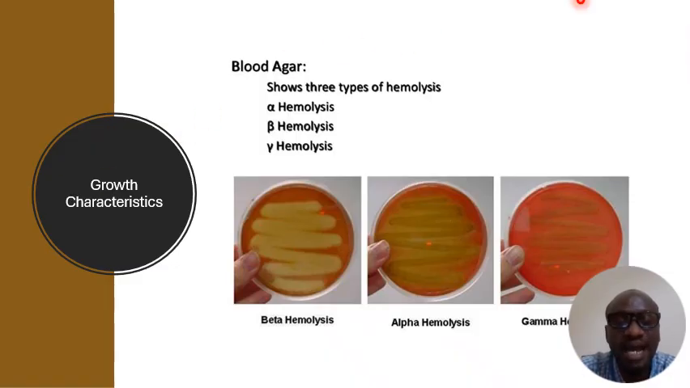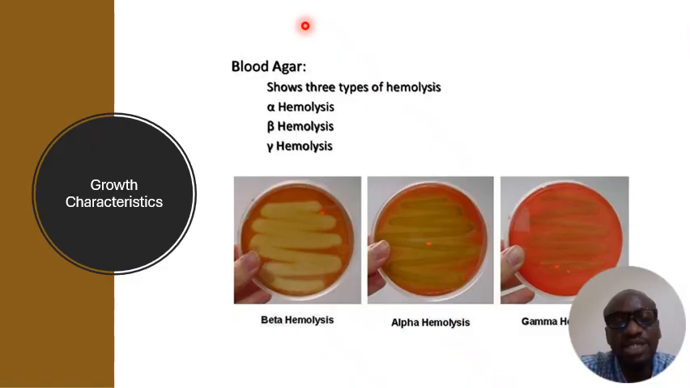Then also in their environment, in the medium where they grow, bacteria can also alter this medium based on the breaking down of the constituent of the medium. For instance, they can cause hemolysis. Hemolysis is the breaking down of red blood cells by bacteria. So they can form different types of hemolysis. We have alpha hemolysis, we have beta or gamma hemolysis. This type of hemolysis is typical in classifying bacteria.